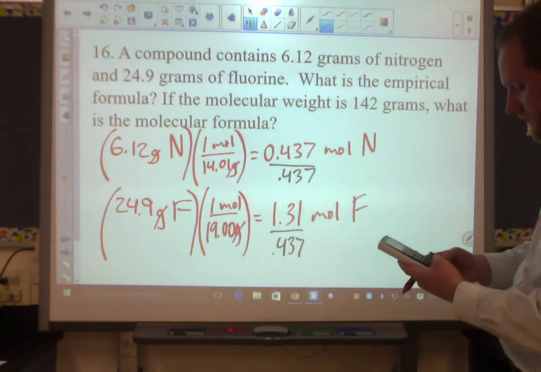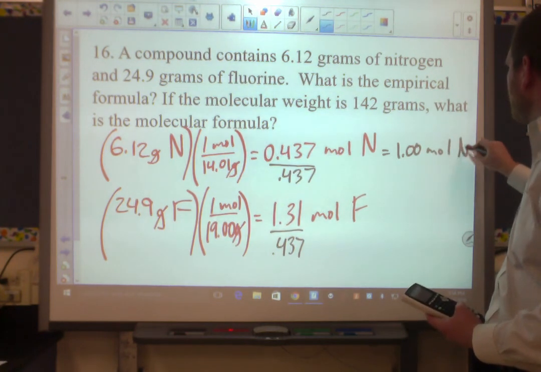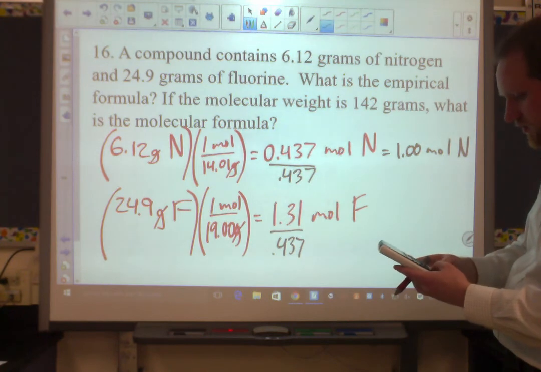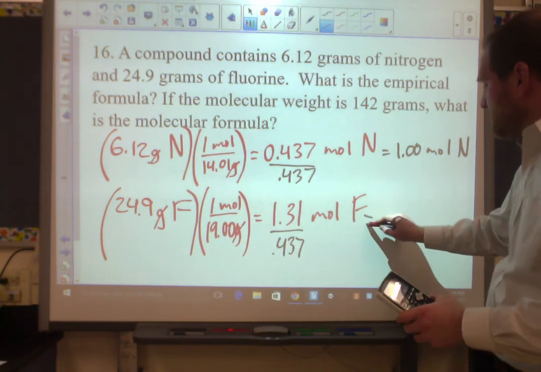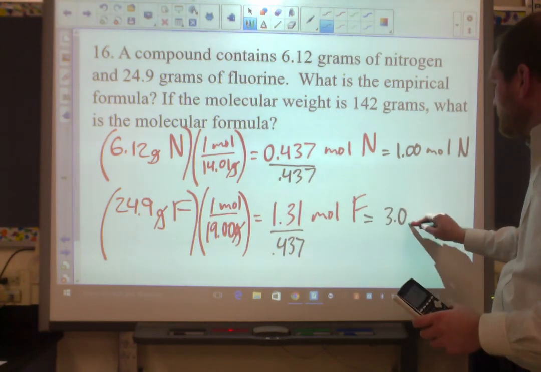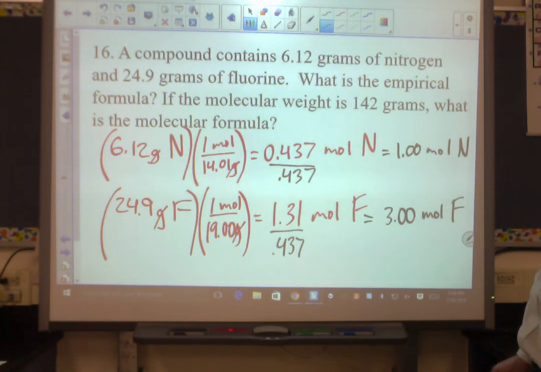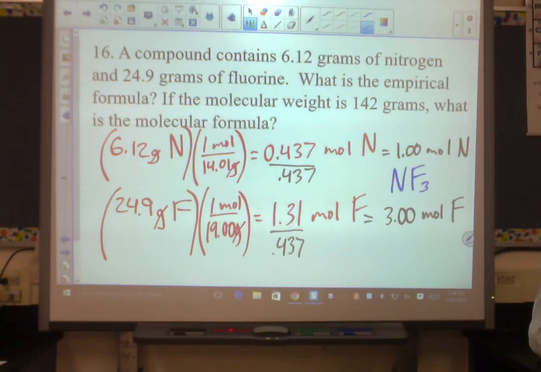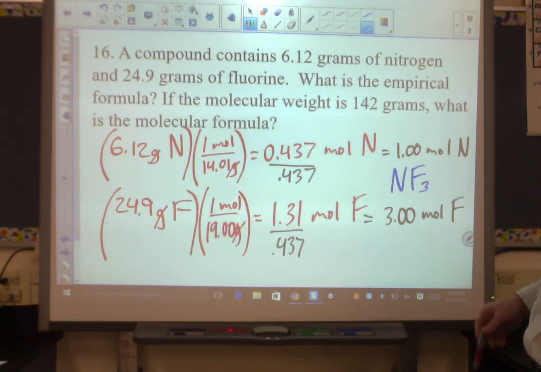All right, let's see what we get. So this obviously equals 1.00 moles of nitrogen, and this is going to be divided by 0.437, 2.9977, which with 3 sig figs is a nice, clean 3.00 moles of fluorine. So I was right, it's a 1 to 3 ratio. My formula is NF3. Nitrogen trifluoride. But remember, that's just the empirical formula. The molecular might be the same, it might be different.